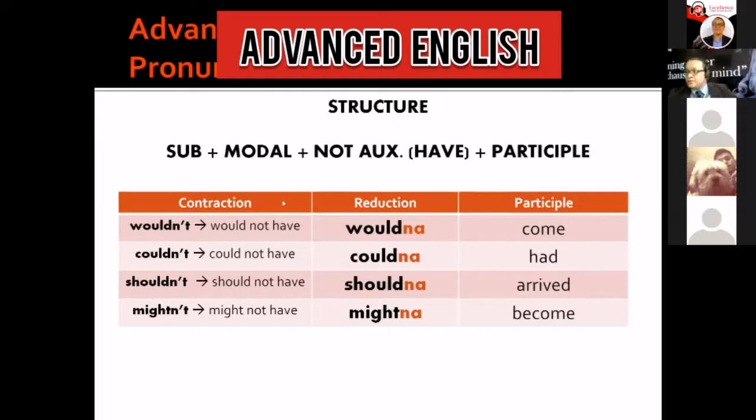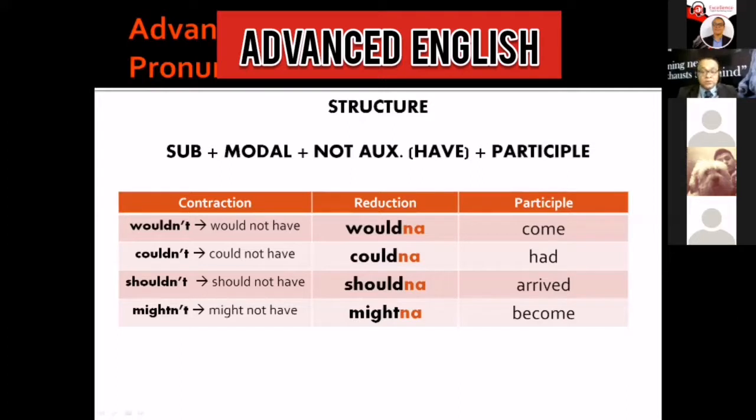So let's practice first the contraction and then we'll practice the reduction. The reduction is going to be super easy. Instead of n't have, you're going to say na. So wouldn't have reduced is going to be wouldna. Couldn't have will be couldna. Shouldn't have will be shouldna. Mightn't have, mightna, with the reduction. So we have new participles here: come, had, arrived, and become.